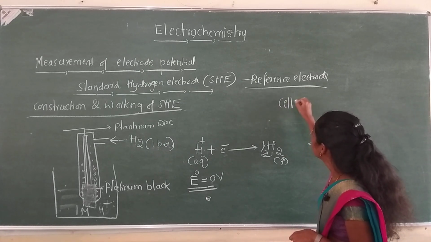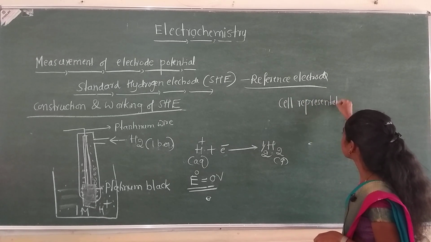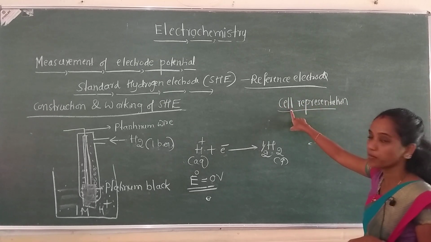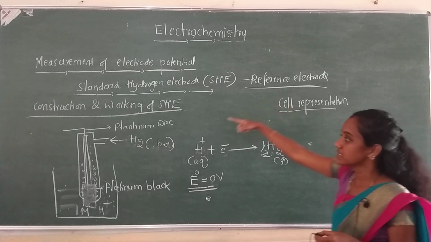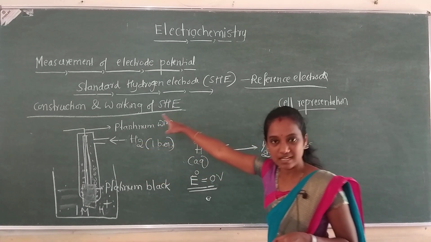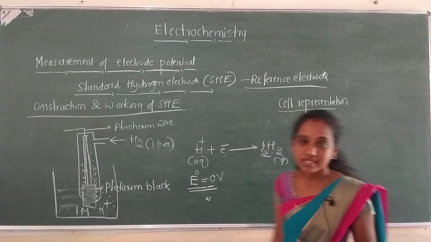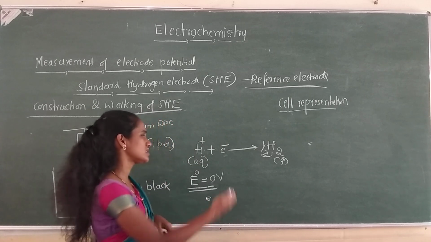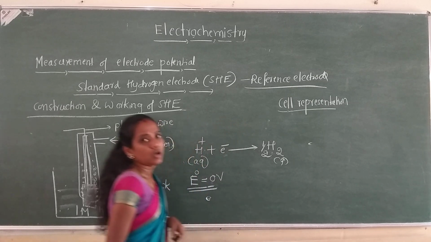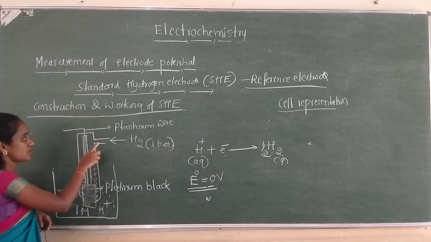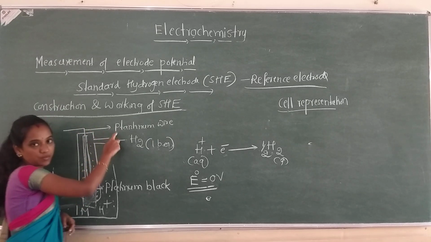Then the cell representation. If I use the word cell representation, it's not proper, because a cell means there should be two half cells. Since the hydrogen electrode is single, it is a half cell only. So how to write the representation symbolically? Since it is a half cell, we have only one electrode. At the extreme end, what we have to write? The solid metal. This is platinum, isn't it?